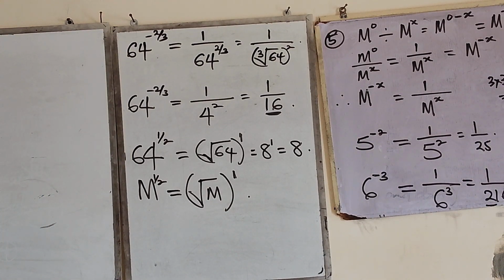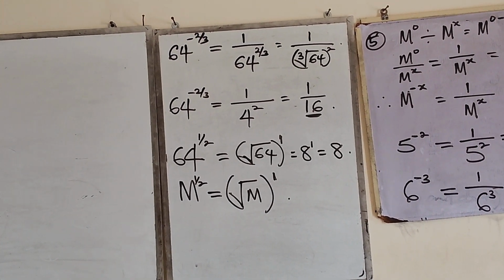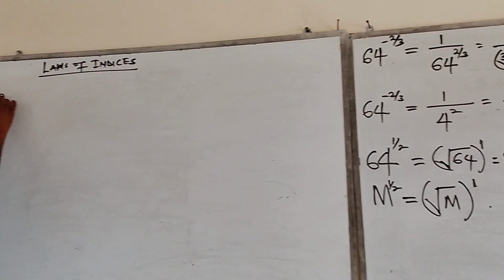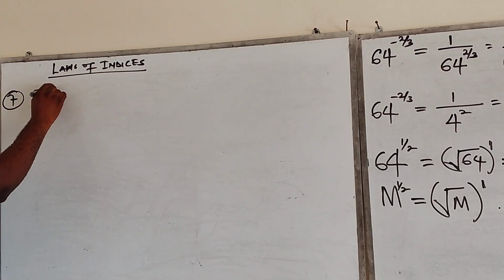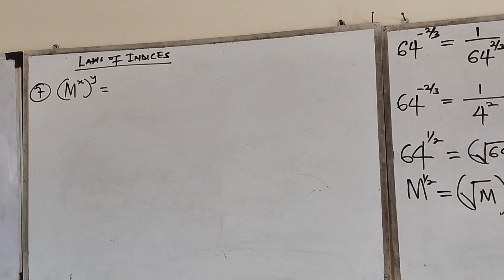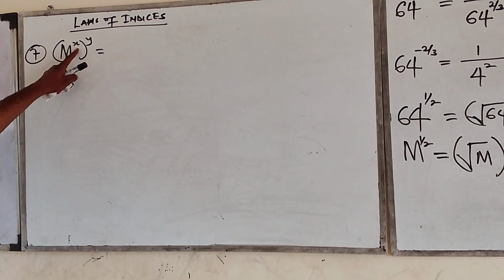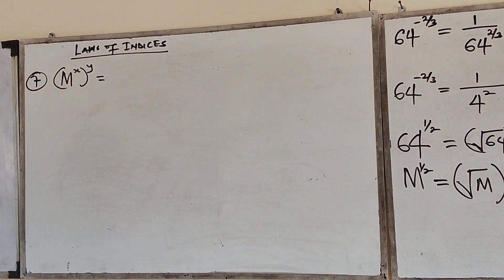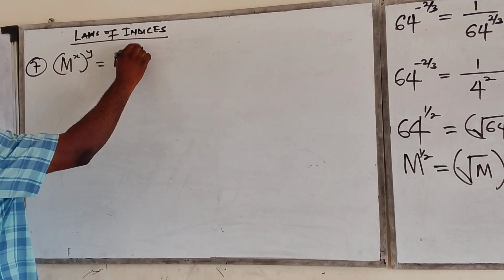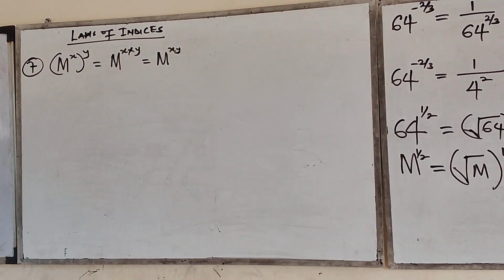Now the seventh law is the double power law. Now let's look at it. Number 7: let's look at m raised to the power of x, then raised to the power of y. You can see here that there's a power inside the bracket, x, and there's another power outside, y. So when you have double powers, it means m raised to the power of x times y, which is m raised to the power of xy. Yes, you multiply the powers.